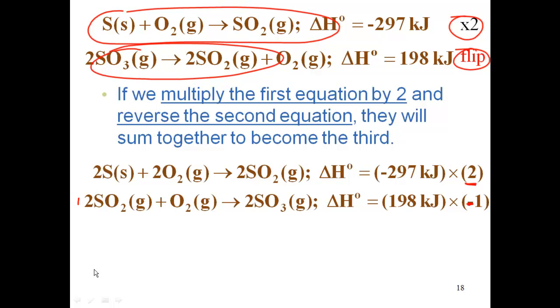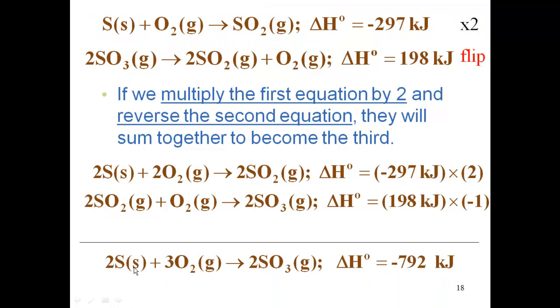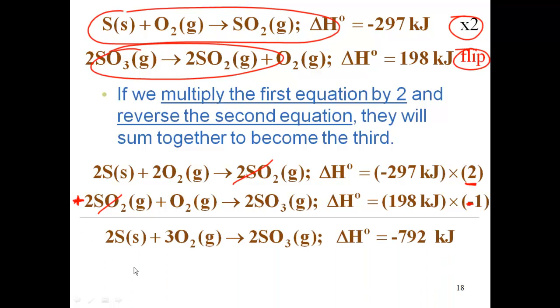Next, what we're going to do is take the 2 equations and add them up. Okay, when I add them up, let's see what happens. Well, my sulfur dioxides will cancel. Okay, my 2 sulfurs come down, my 2 oxygen and 1 oxygen add up to 3 oxygens, and my 2 sulfur trioxides come down, which gets me my equation.